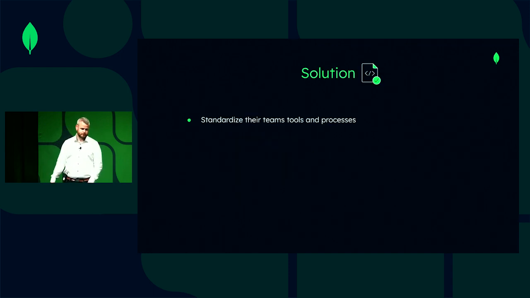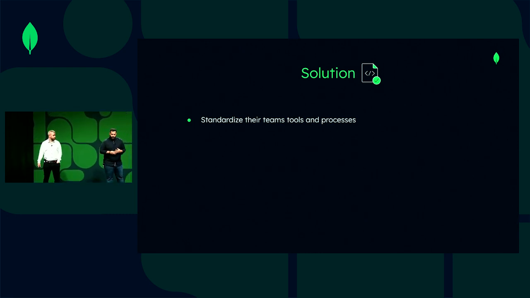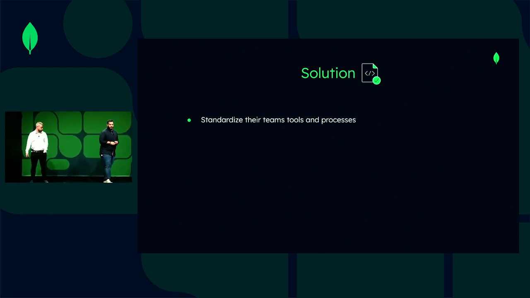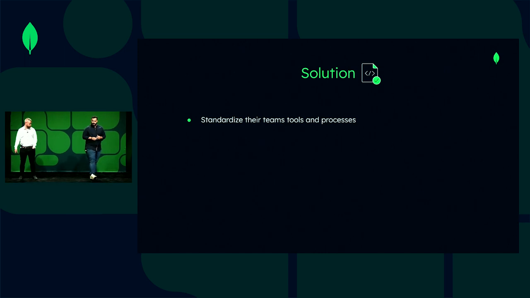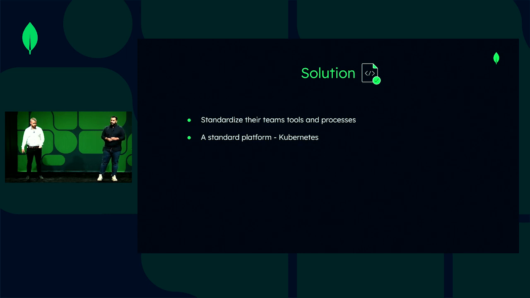They needed to standardize their team's tools and processes. So this time there were several changes they discovered that they needed to make. And while none of them came for free, they already had some success stories in their existing systems. First off, a standard platform was the first solution, and Kubernetes was their choice for a few reasons.